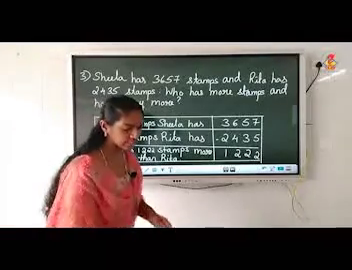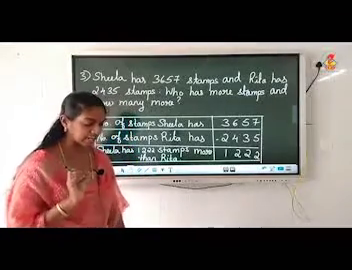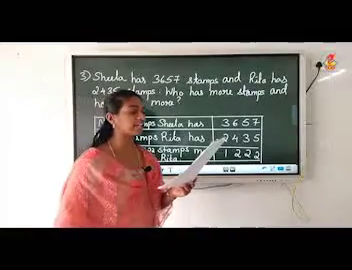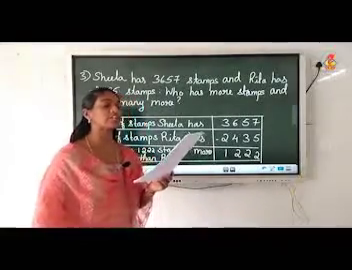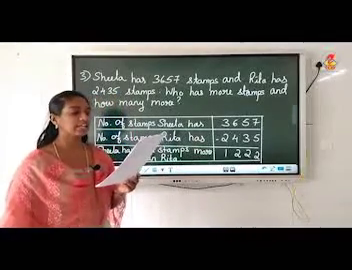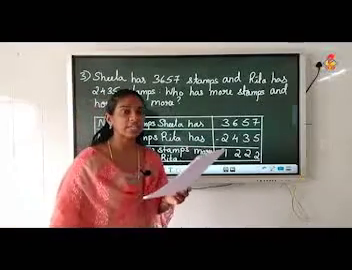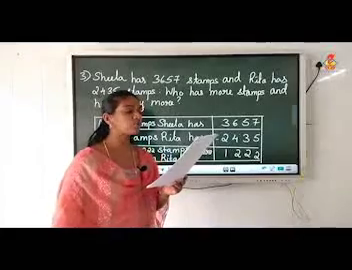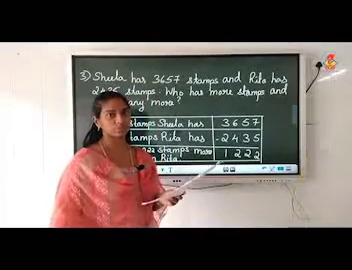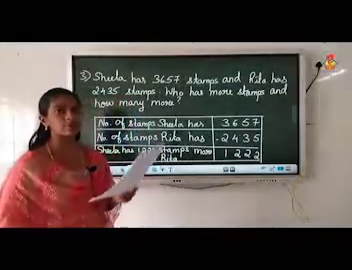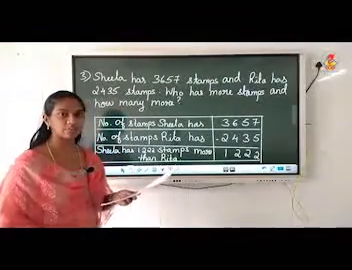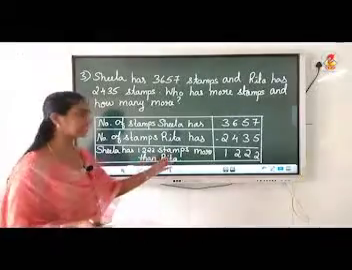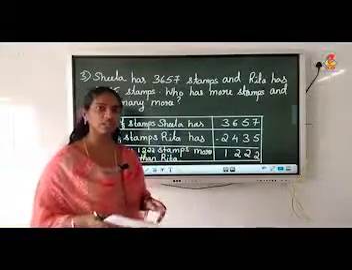Okay, children, next question is also a similar type. There are 6,789 people in village A and 4,532 people in village B. Which village has more people and how many more? So, you will write it like this: number of people in village A, number of people in village B, then which village is having more and how many more. You can write together like this in one statement. Okay. So, you will do it.